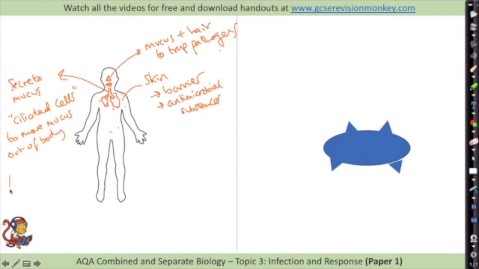And these will look something like this. So these will secrete the mucus, and then on the end they will have these cilia, which are these hair-like structures sticking out the end of the cell, and these will help waft the mucus up out of our body.